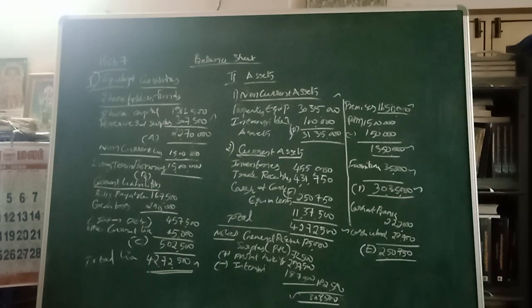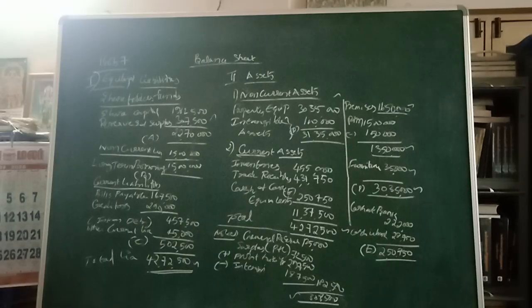The next item is premises. That comes to 16 lakh 50,000. That is also taken under non-current items. Then furniture and fixtures 85,000. That furniture and fixture comes to, sorry, 35,000, which is taken under non-current assets.